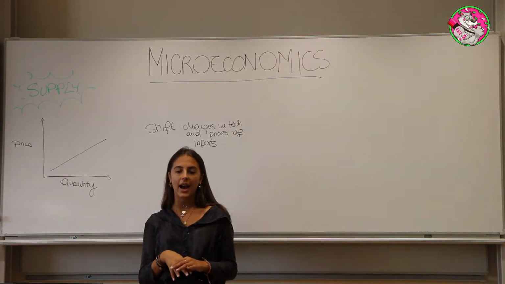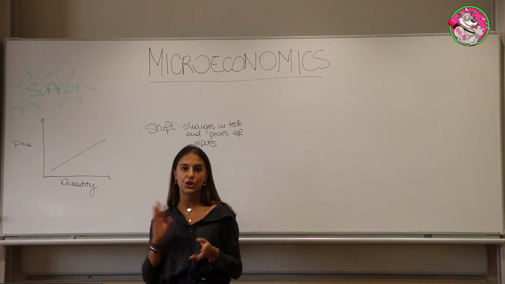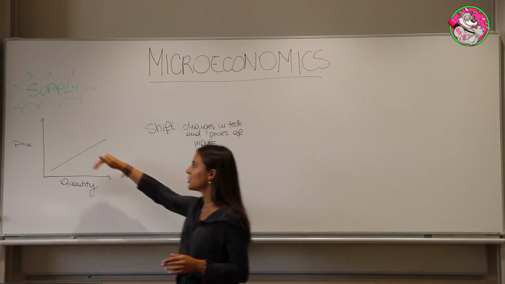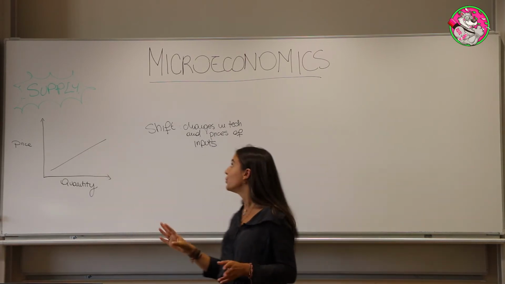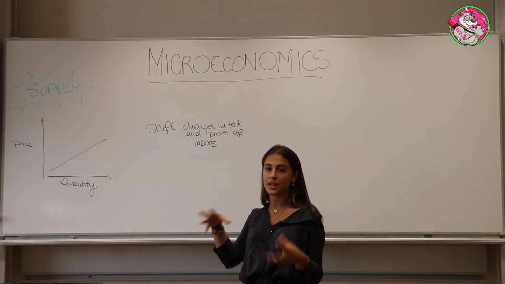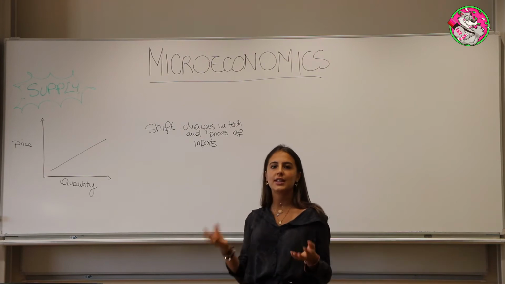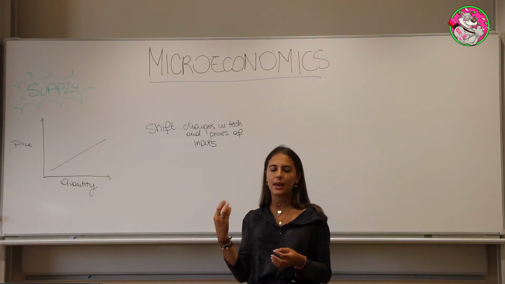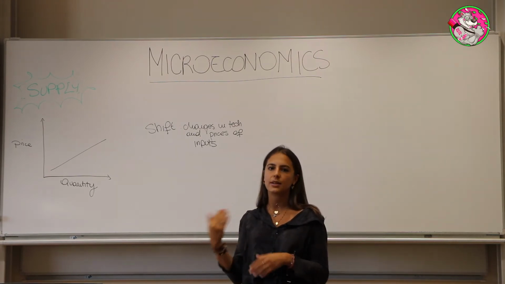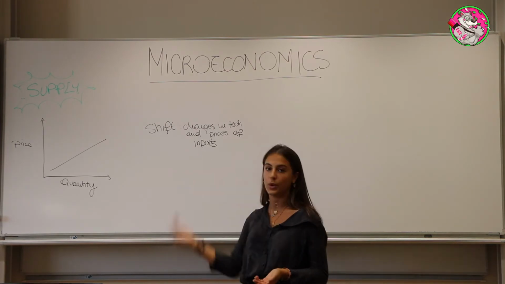Usually supply undergoes shifts, and these shifts are caused by changes in technology and the prices of inputs. Because if the inputs to make something are cheaper, then we can supply more, and so the curve will shift.